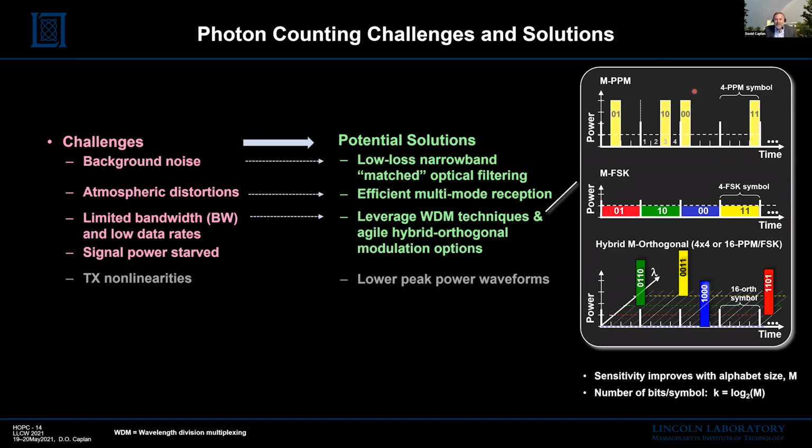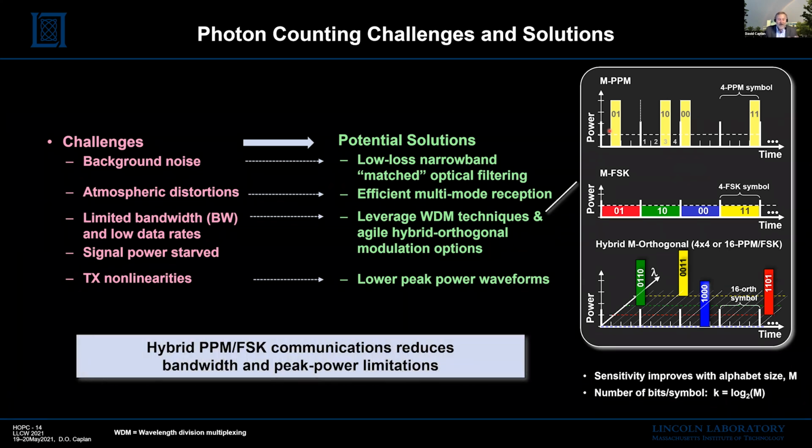And of course, we can combine both position and frequency-based modulation. Shown at the bottom is a hybrid orthogonal 4x4 16 PPM FSK hybrid. And what's worth noting here is now we're conveying 4 bits of information per symbol. Our peak power isn't any higher than what we were using for pulse position modulation. We're getting more sensitive and higher rate communications than either of the 2 individual single dimension formats. And so as a result, hybrid modulation is a means of getting better sensitivity with lower peak power waveforms. And this is a way of addressing the bandwidth and the peak power limitations.